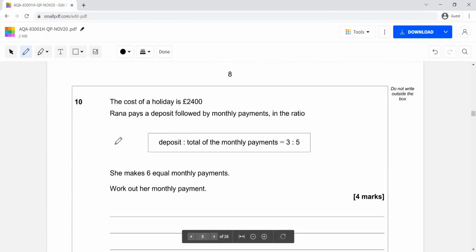Question 10. The cost of a holiday is £2,400. Raina pays a deposit followed by monthly payments in the ratio 3:5. She makes 6 equal monthly payments. Work out her monthly payment.